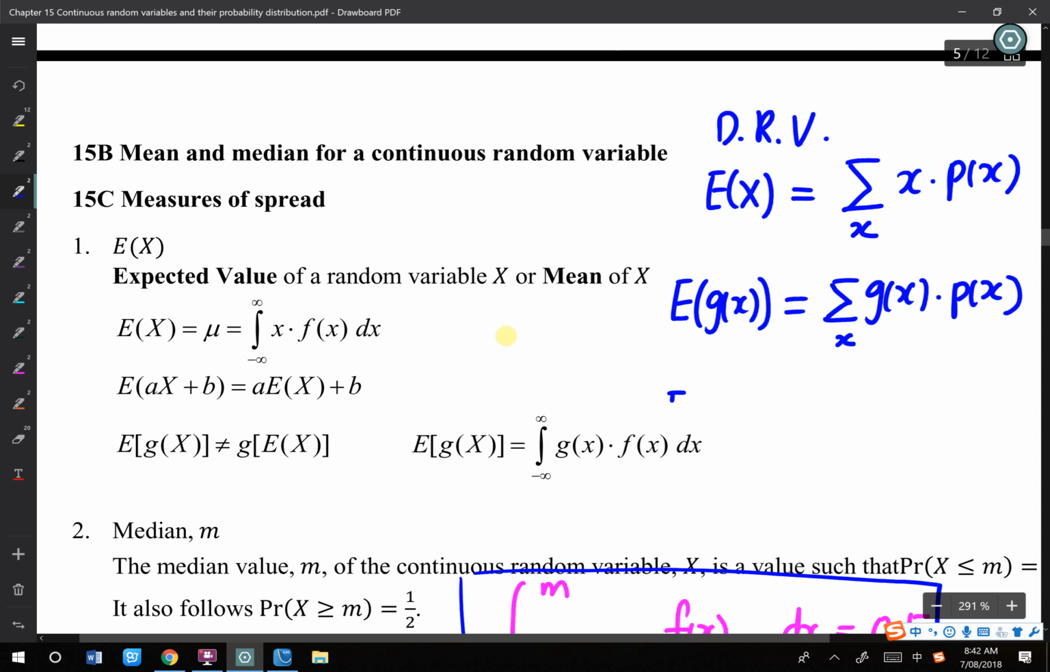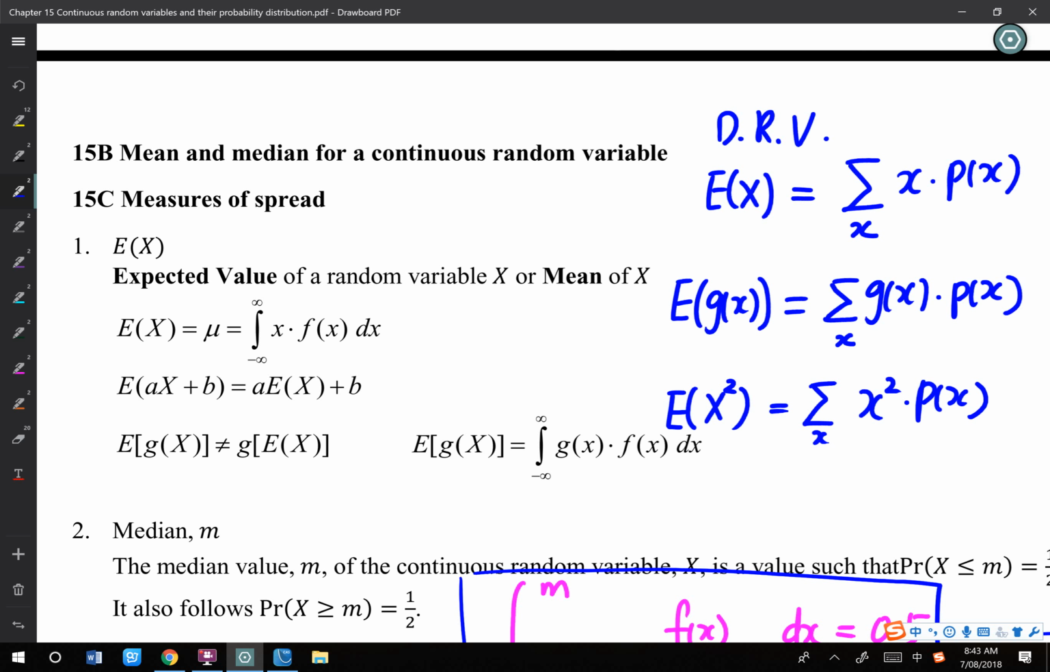Therefore, E(X squared) equals the sum of all the x squared times the probability of x. That's for a discrete random variable. We use the table and we multiply vertically and add them. It is very, very similar to a continuous random variable. We almost use the same formula here.